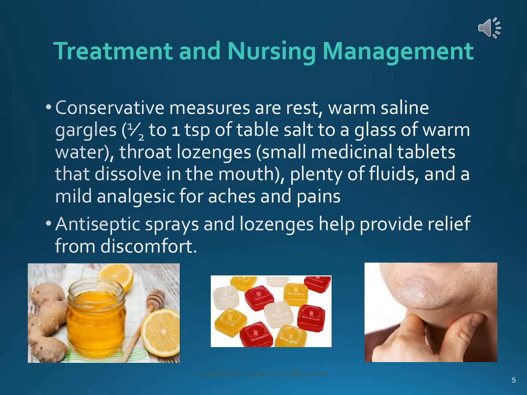Treatment for a sore throat: there are lots of really good home remedies out there. Tea with lemon and honey. People use ginger a lot. Warm saline gargles are good. Throat lozenges will have maybe a local anesthetic like a benzocaine in them that will help with the pain. Lots of fluids and a mild analgesic like Tylenol or an NSAID for aches and pains, especially if it's viral. Antiseptic sprays, there's one that I can think of called Chloraseptic. They also have lozenges, and those do have the benzocaine that can provide pain relief and help you swallow more easily.